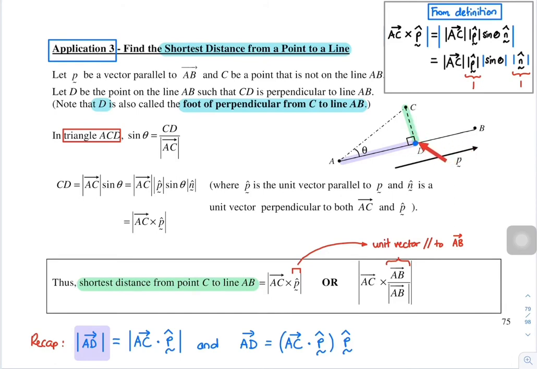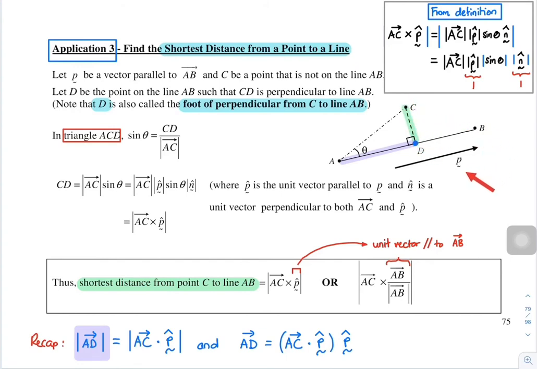So CD will form a line which is the shortest to AB, and this line must be perpendicular to AB. D, as I've already said, is called the foot of the perpendicular from C to the line AB. Now, how do we use the vector product to find this distance?